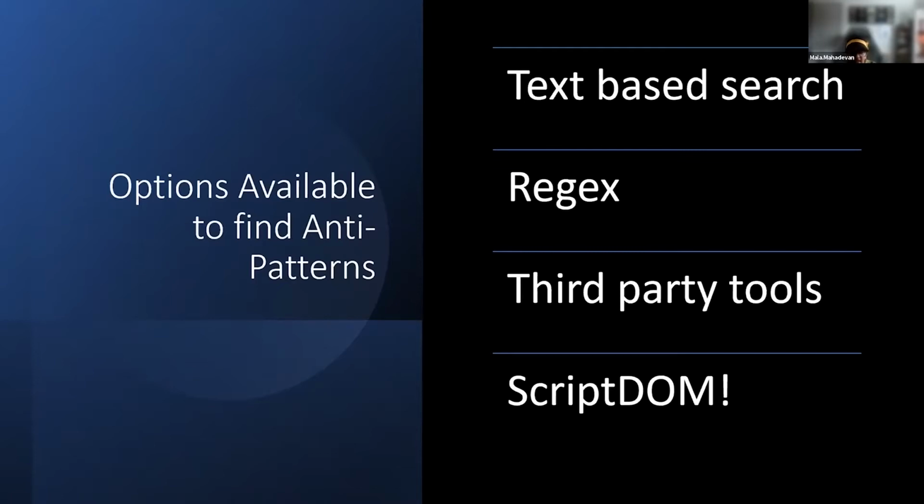Third-party tools, like I said, there are a lot of tools on GitHub and other places that allow you to do this kind of linting. And lastly, ScriptDOM, which is the one that I'm going to be talking about. Now, I'm going to list the pros and cons of each of these tools next.